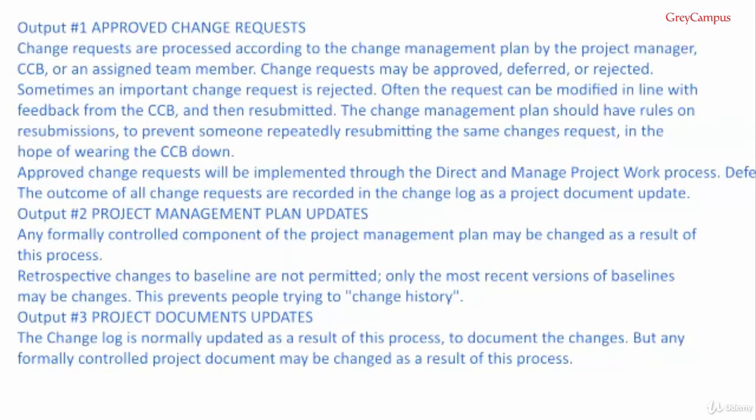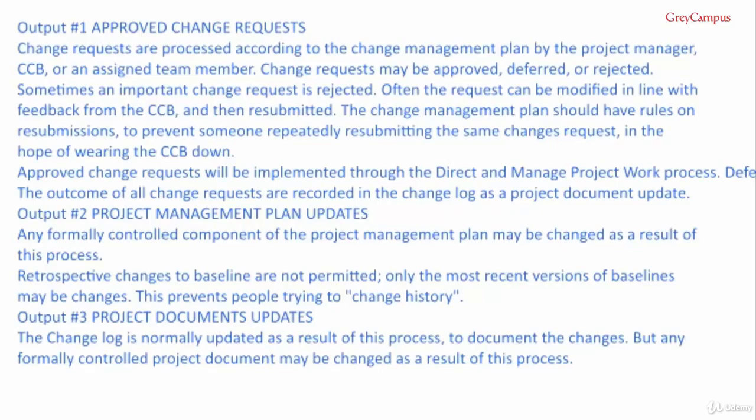Perform integrated change control outputs. Number 1, approve change requests. Change requests are processed according to the change management plan by the project manager, CCB, or an assigned team member. Change requests may be approved, deferred, or rejected. Sometimes an important change request is rejected. Often the request can be modified in line with the feedback from the CCB and then resubmitted.